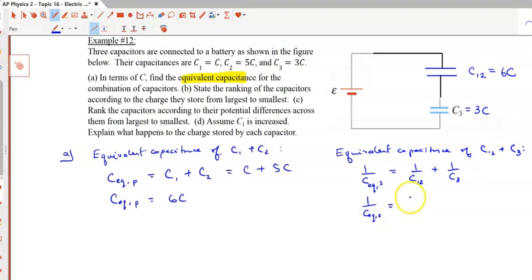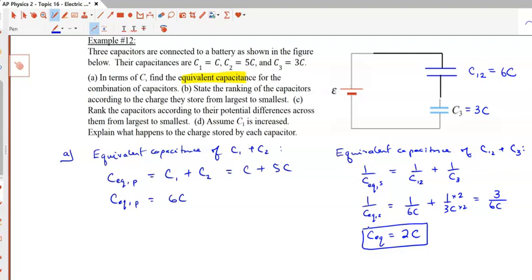We will get 1 over 6C plus 1 over 3C. And you've got a common denominator of, sorry, multiply top and bottom by 2 for the 3C. So you will get 1 plus 2, which gives you 3 over 6C. So this gives you an equivalent capacitance of 2C. And that's the answer for the first part. I'll just put a box around it. That's part A.